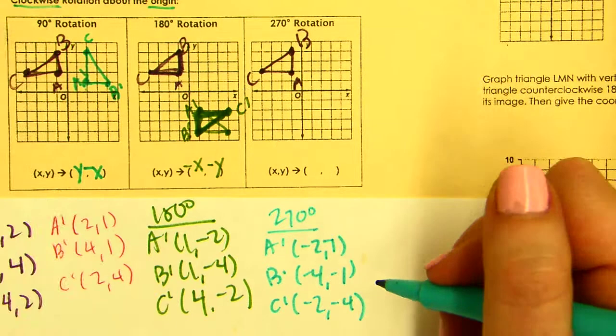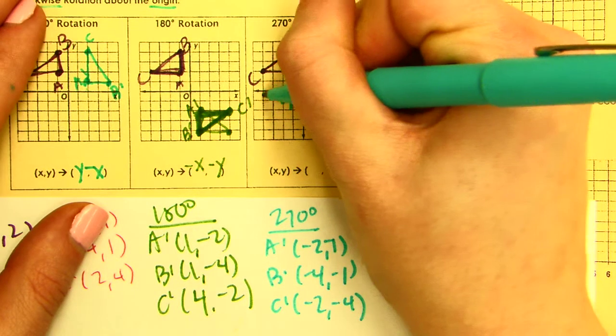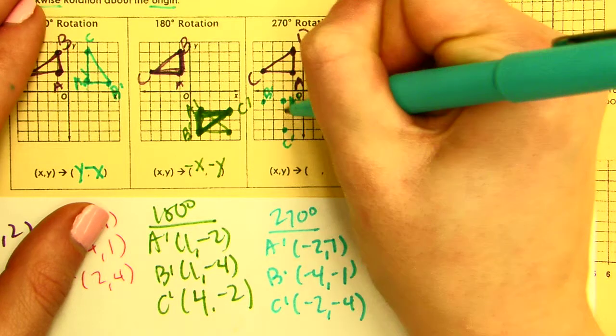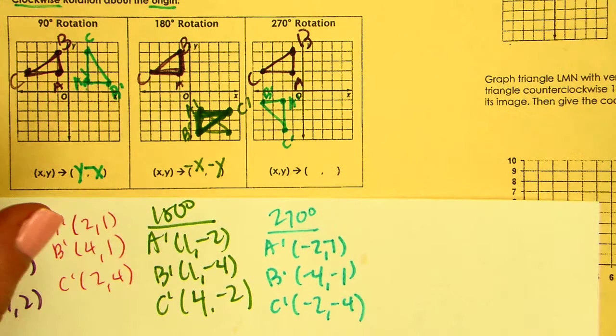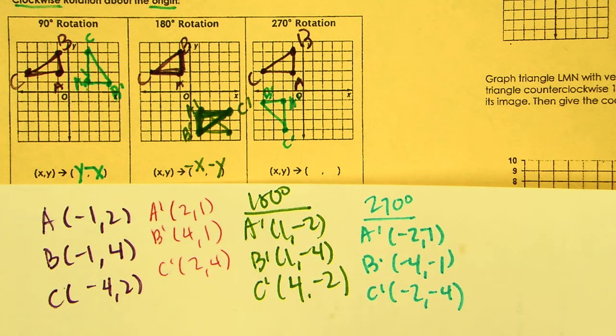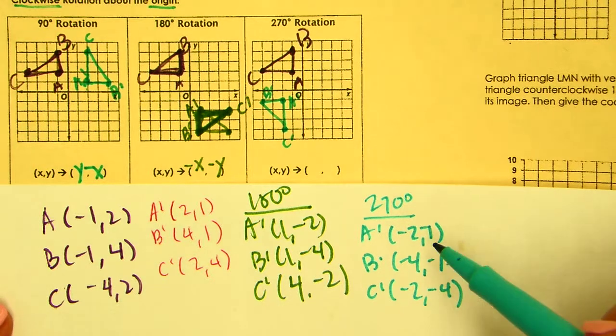So let's graph that really quick. A prime is at negative 2, negative 1. B prime is at negative 4, negative 1. And C prime is at negative 2, negative 4. But we can't use the transparency on the test, so we're going to look for a pattern between the original coordinates and these ones. So I can see again that they're switched, right? The 1, 4 was on the left, now the 1, 4 is on the right.